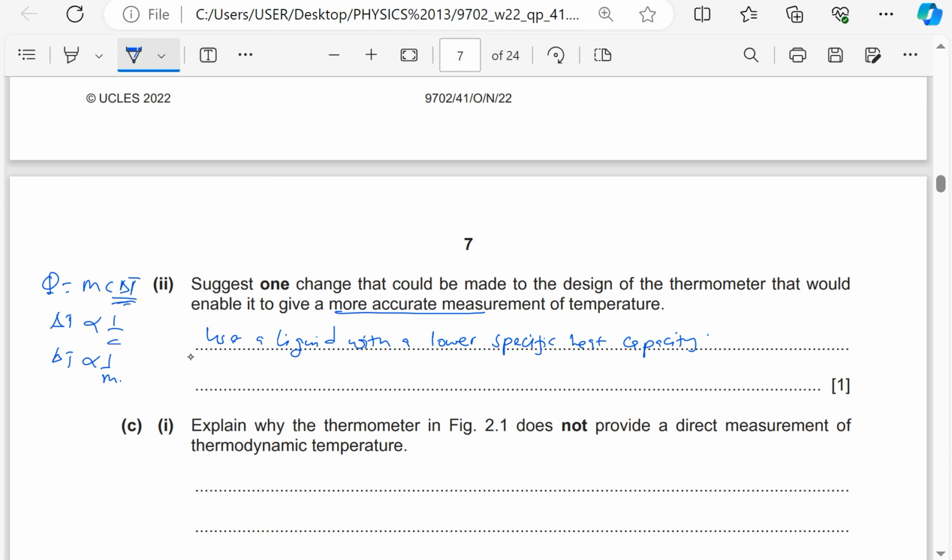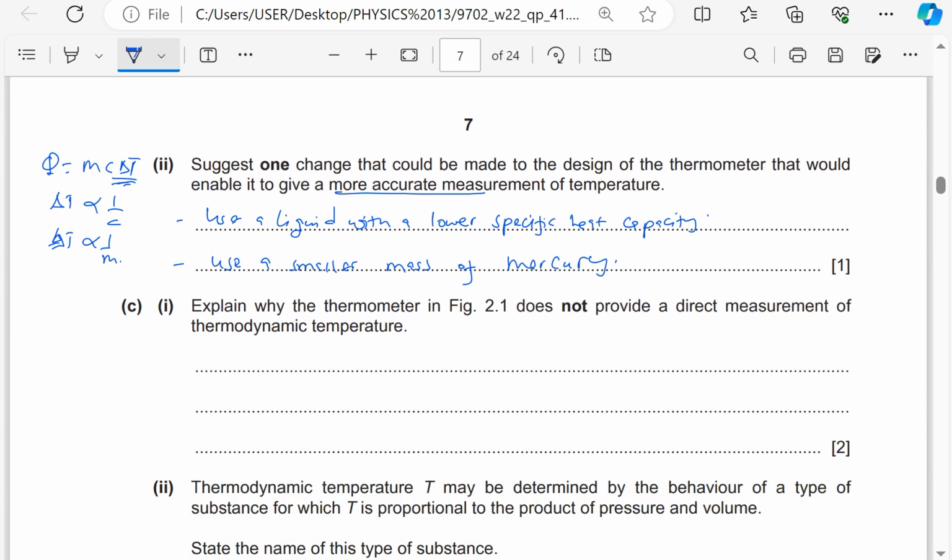Why? Because a smaller heat capacity will give a bigger change in temperature. Remember, whenever the measured value is bigger, it means it's going to be more accurate and even more precise. It has a smaller percentage uncertainty. Then the second one, because change in temperature is inversely proportional to mass, so we can use a smaller mass of mercury. Use a smaller mass of mercury. So, one of those two, because they wanted only one.